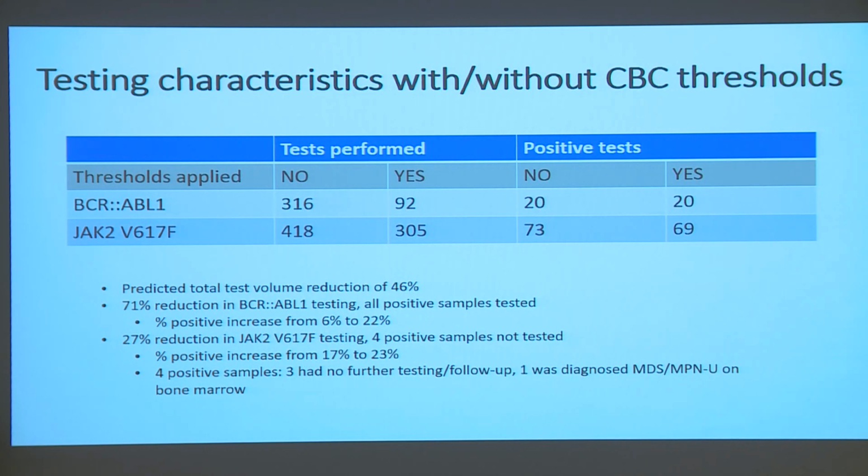So maybe this was something that got checked off by accident. Maybe these were some of these normals that just happened to have the molecular. And maybe they're on their way to developing something. But at the time, no reason to do further workup. And the last one had MDS NPNU. And we all know that wasn't diagnosed from peripheral blood alone. They went on and had a bone marrow, which in my opinion is the correct specimen to use to do these molecular tests, not peripheral blood.